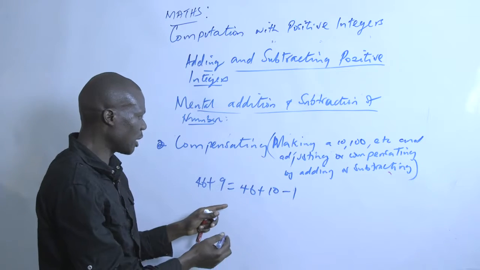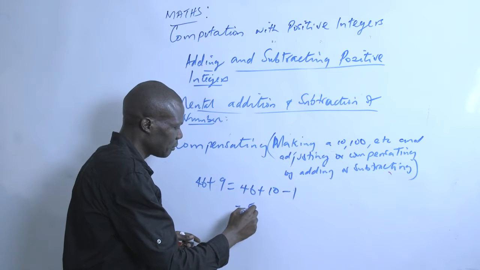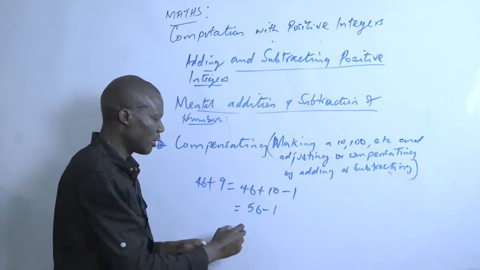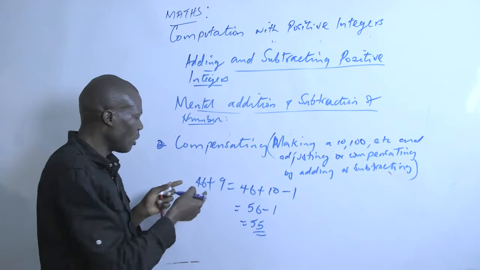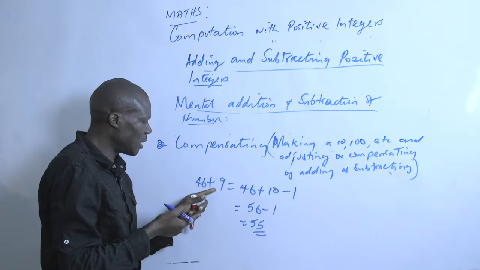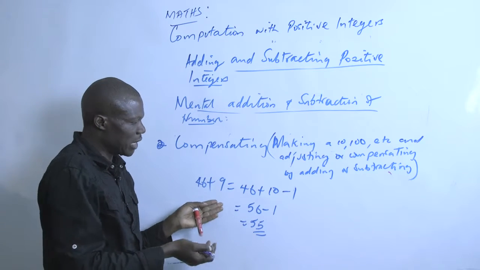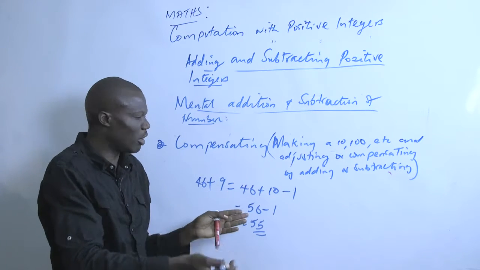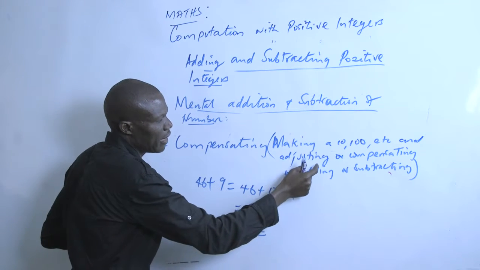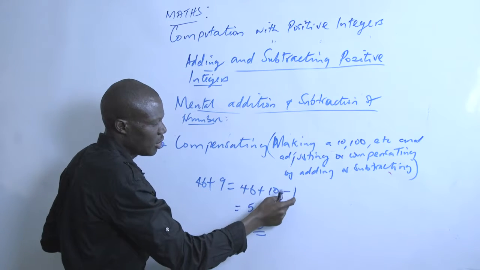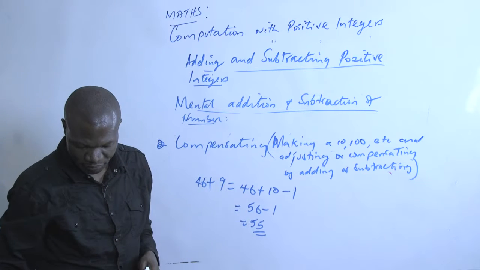And when you do that, you'll find that 46 plus 10 gives us 56. Then we minus 1, you get 55. Therefore, you can say that 46 plus 9 is equal to 55. Or we can say it is the same as 46 plus 10 minus 1, where 10 minus 1 is the same as 9. This adjusting, where for our case we are subtracting because we adjusted it to 10, is what we call compensating.